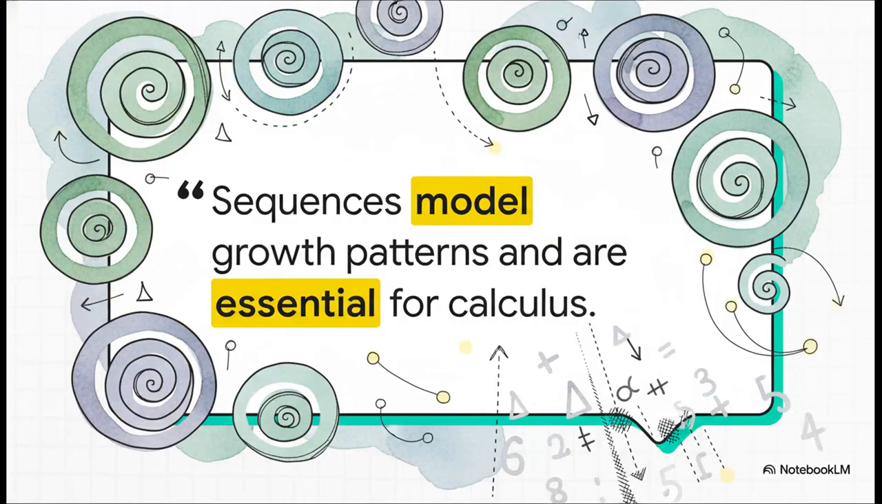So here's the real takeaway, the big idea. Sequences are our first and most fundamental tool for modeling anything that changes in discrete steps. Whether that's the change in a population from year to year, or the change in your bank account month to month, it all starts with this simple, powerful idea of an ordered list.